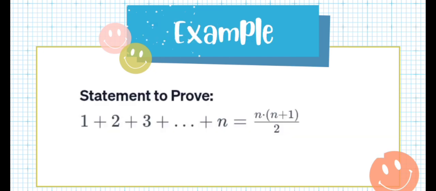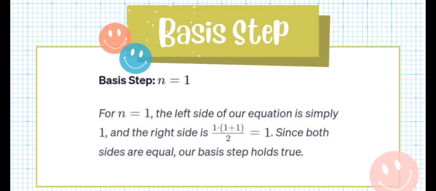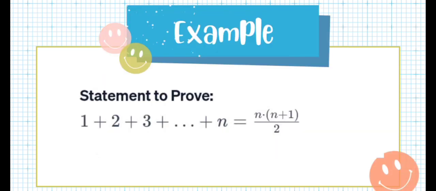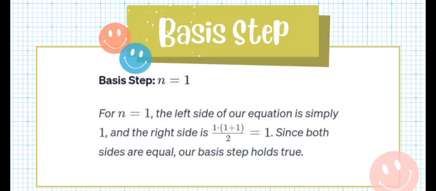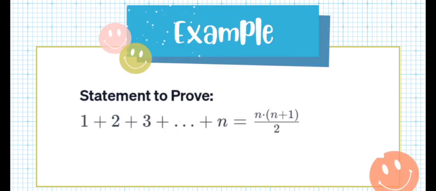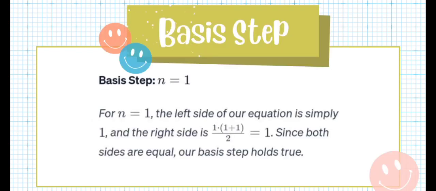So let's proceed. Our example is the statement to prove: 1 plus 2 plus 3 plus ... plus n is equal to n times the quantity of n plus 1 over 2. Our first step is the basis step. All we need to do is to change our statement to prove by n equals 1. All the n that you can see here, you will just replace by 1 and then solve it. For n equals 1, the left side of our equation is simply 1, and the right side is, as you can see there.